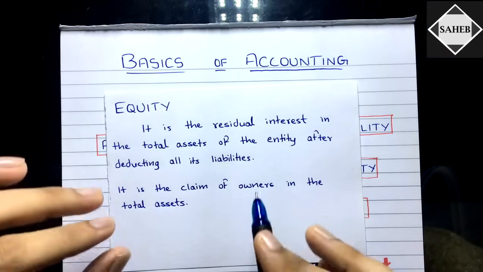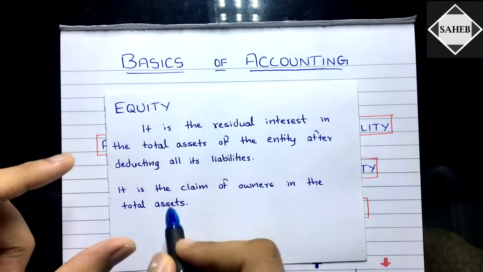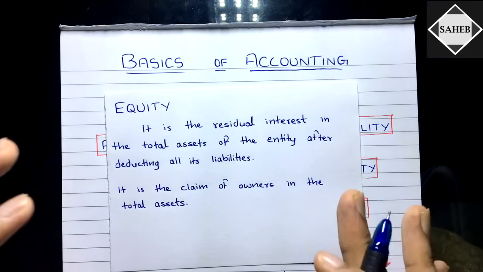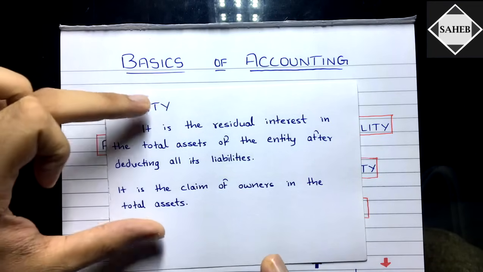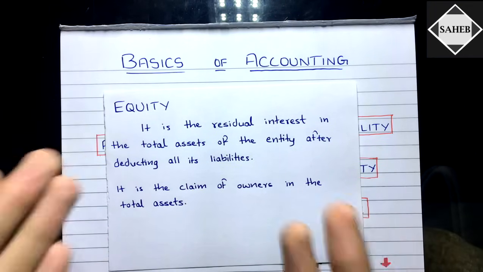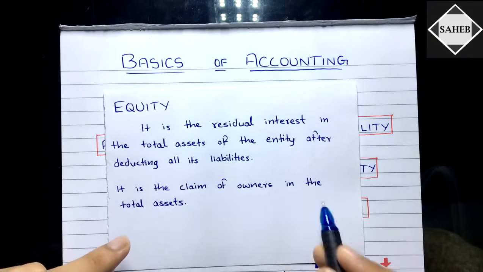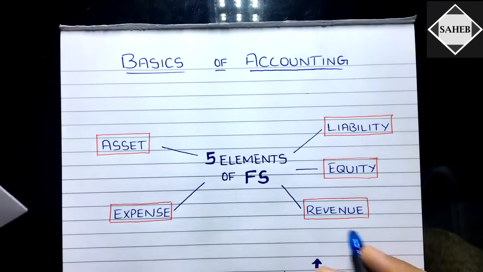Now we'll come back to this with an example to understand what it means, the claim of owners in the total assets of the company. We'll take an example and understand it properly. Don't worry, we'll come back to this, but let's see the revenue definition first. Did you understand what capital is? Simply whatever money is invested by the owners of the company, that's capital. And the technical definition is that it's a claim of owners in the total assets, because the owners have a claim. Clear? Yes. So now let's see the revenue definition.